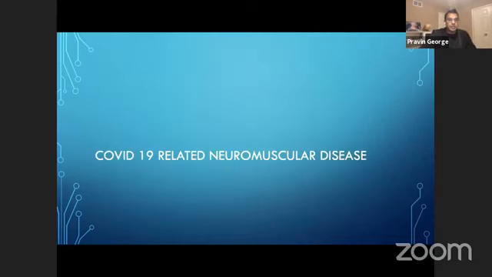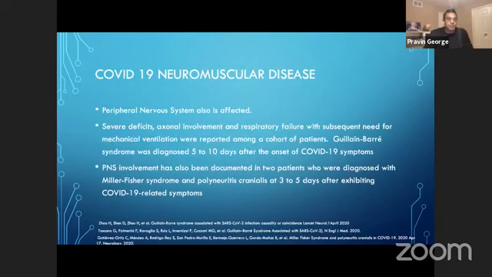Looking into neuromuscular disease as well, we have seen the peripheral nervous system affected pretty severely in some of these patients. A lot of them have ICU myopathy, but then there are severe deficits, axonal involvement, and respiratory failure with the subsequent need for mechanical ventilation in several patients. This is also somewhat underreported, I believe, but Guillain-Barré was diagnosed 5 to 10 days after the onset of COVID-19 symptoms in a lot of patients. This isn't a lot more than with other viral illnesses, so there may be some immunomodulatory process going on here.